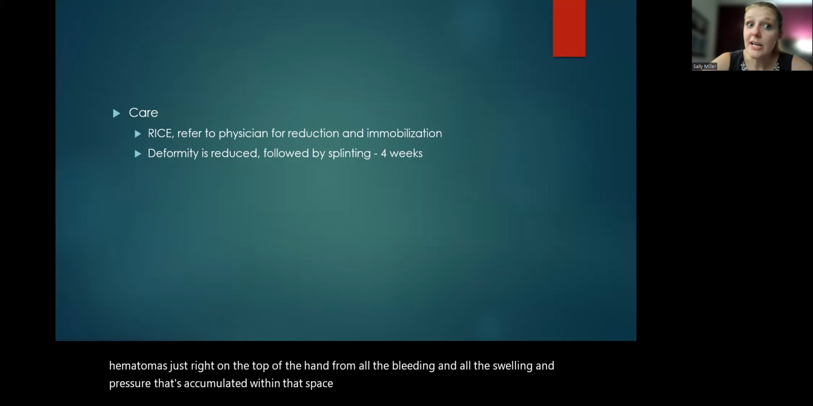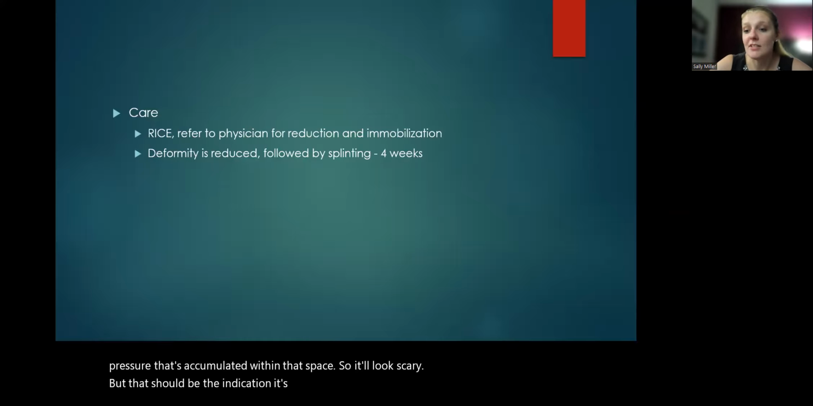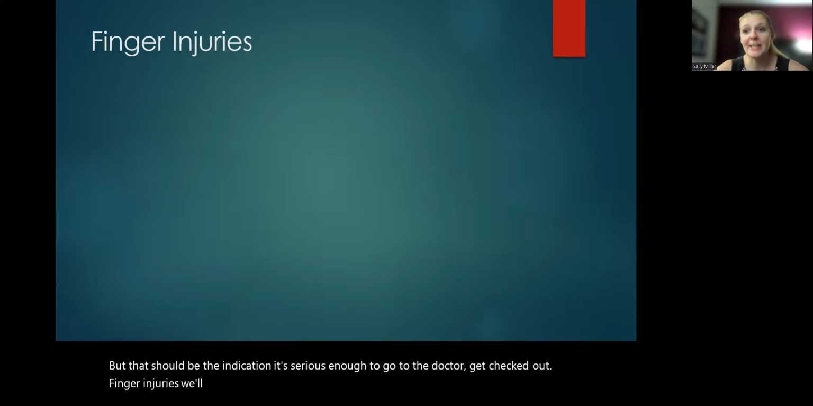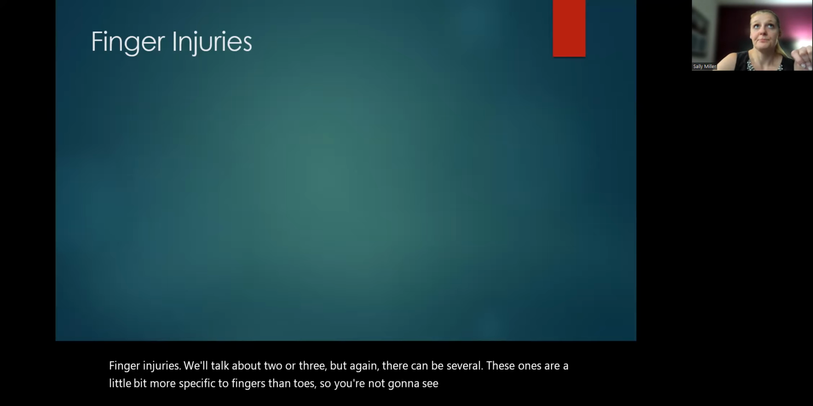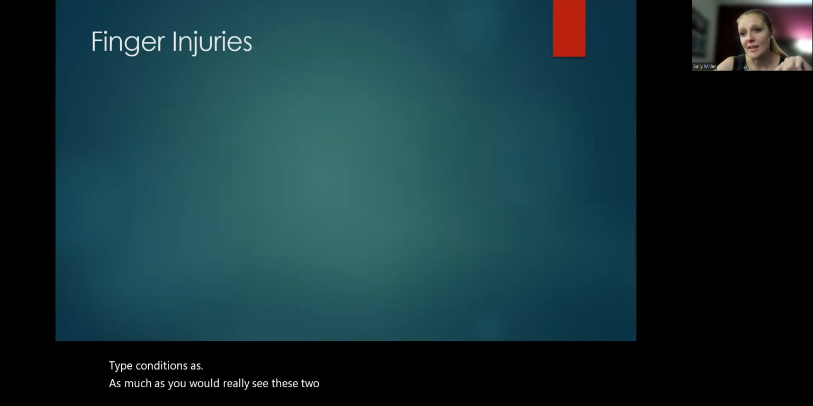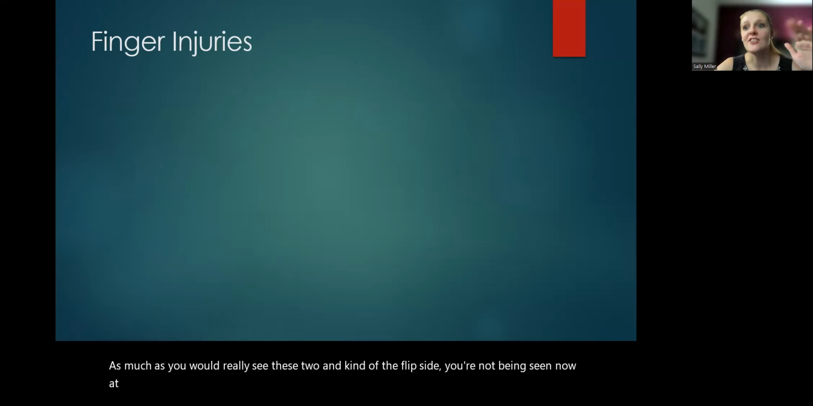So it'll look scary, but that should be the indication it's serious enough to go to the doc, get checked out. Finger injuries, we'll talk about 2 or 3, but again, there can be several. These ones are a little bit more specific to fingers than toes. So you're not going to see turf toe or soccer toe type conditions as much as you would really see these two. And kind of the flip side, you're not going to see mallet finger, jersey finger in the toe. It'll make more sense when we explain it.